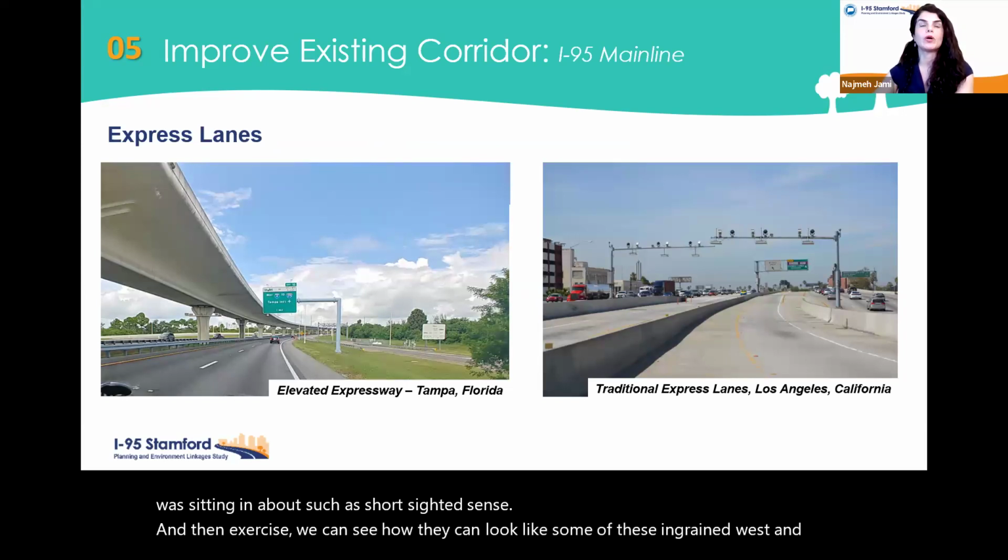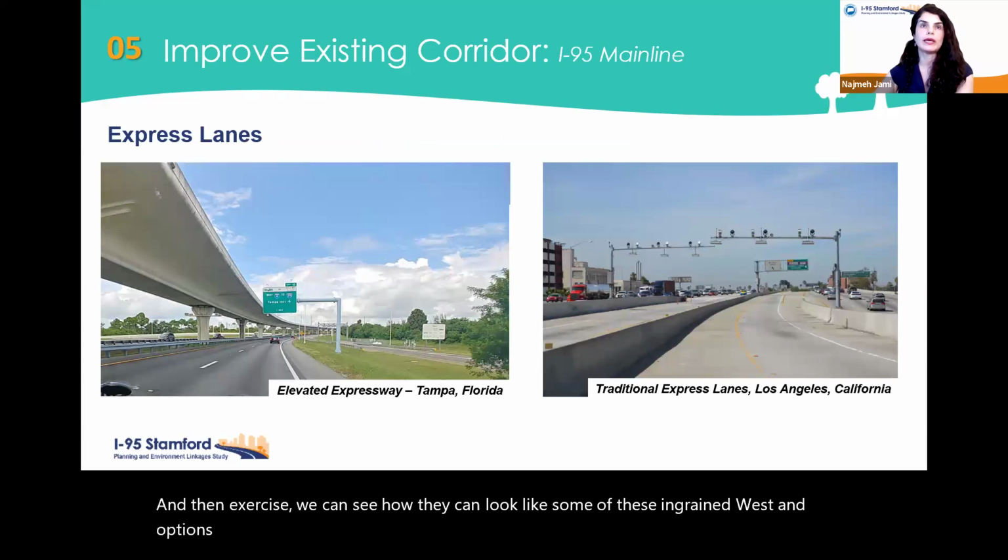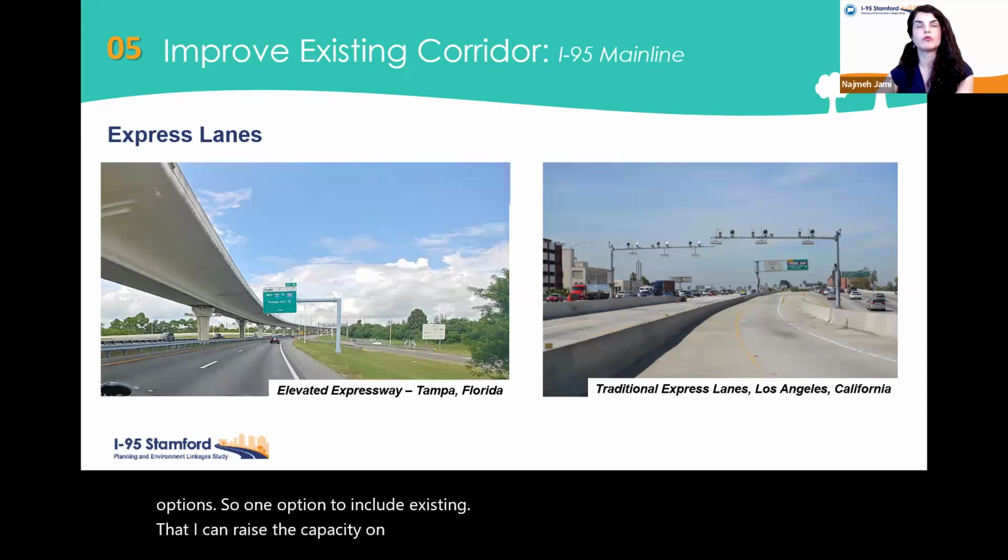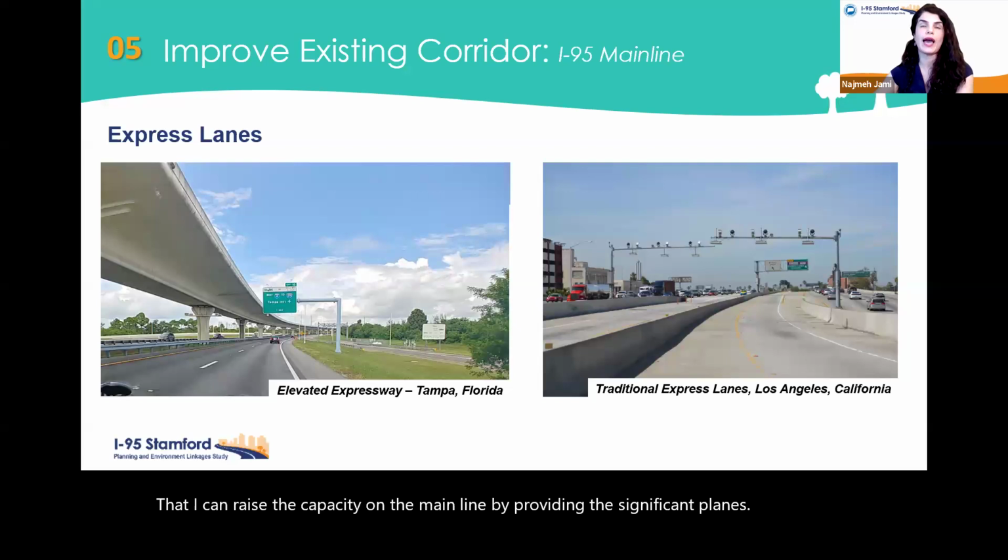So one option to improve existing corridor on the main line is by providing express lanes that can increase the capacity of the main line by providing a designated lane for longer distance trips. On the left, you can see this can be achieved by an elevated expressway, and on the right, you can see this can also be achieved by at-grade express lane in the middle of the existing alignment of I-95.